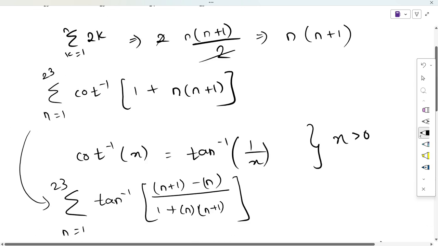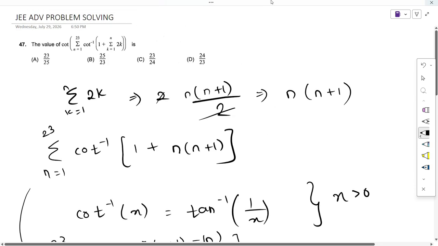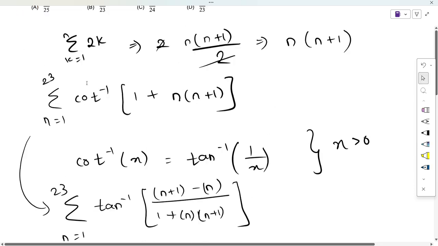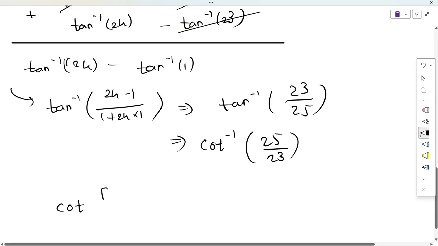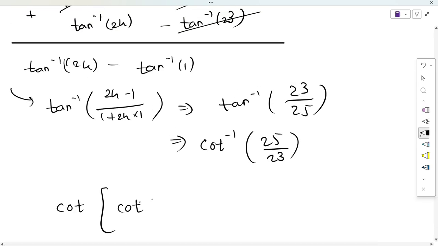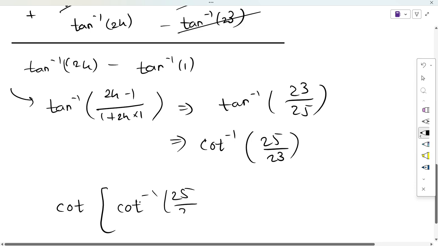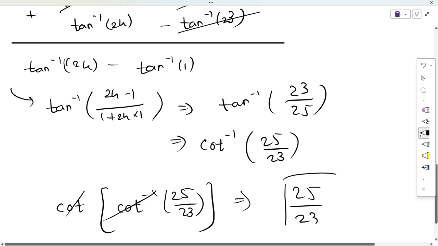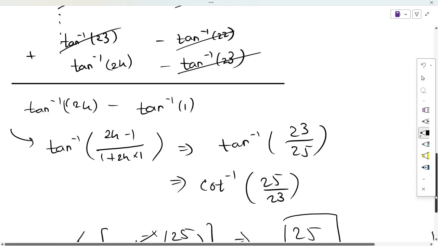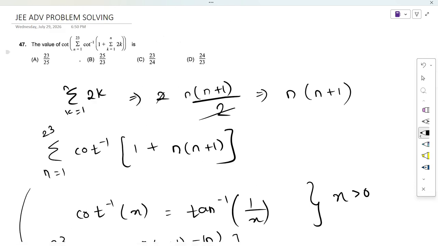So we are done with the summation part, and since we had a cot outside this summation, I can write it as cot of cot inverse 25 upon 23, and I can cancel this and I'll get 25 by 23 as our answer. So the answer to this question is option B.